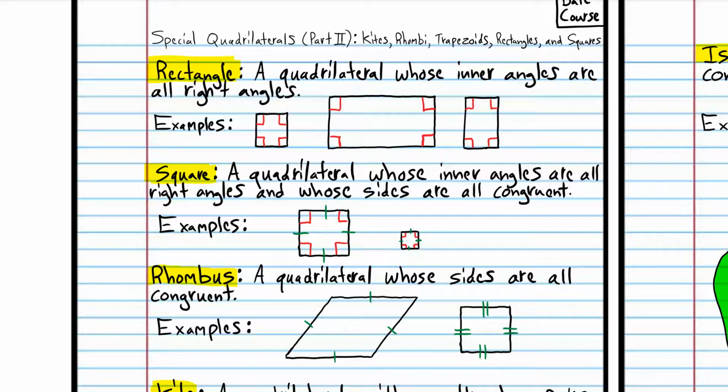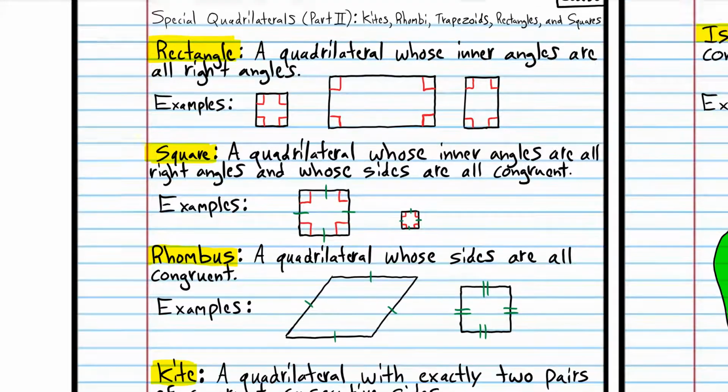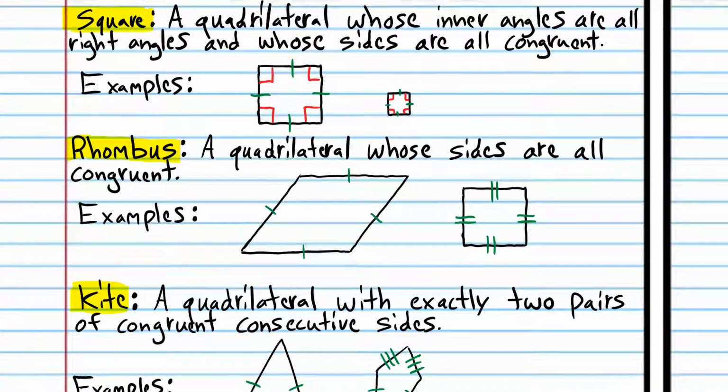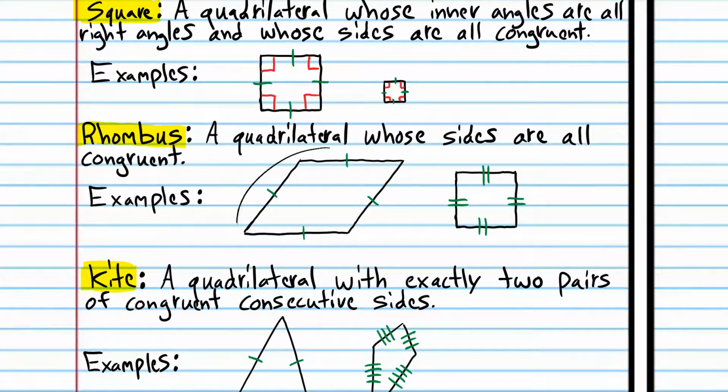But we're going to learn something new today. We're going to learn rhombi. That's the plural of rhombus. You can also say rhombuses. It doesn't really matter. But you can see that we have a rhombus here, and a square is also a rhombus. But not every rhombus is a square, because this is certainly not a square. So a rhombus, again, is just a quadrilateral whose sides are all congruent.